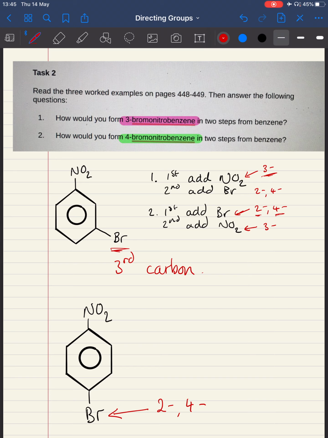if we substituted the bromine in first, then when we tried to nitrate, the NO2 would appear on the, not the 1st, possibly the 2nd, 3rd, and then the 4th. So if we wanted to form 4-bromo-nitrobenzene, we would need to substitute the bromine in first, which would then cause the NO2 to be substituted onto the 4th or the 2nd. And in this case, we've been asked to do 4-bromo.